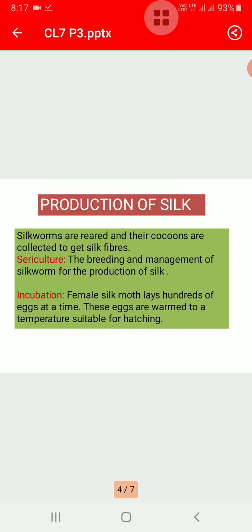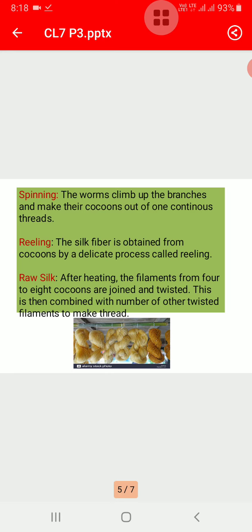A female silk moth lays hundreds of eggs at a time. These eggs are warmed to a temperature suitable for hatching. This is known as incubation. After hatching, the silkworms are fed on freshly chopped mulberry leaves. For 6 weeks, the worms eat almost continuously and increase in size. At the end of this period, they are ready to spin their cocoons.